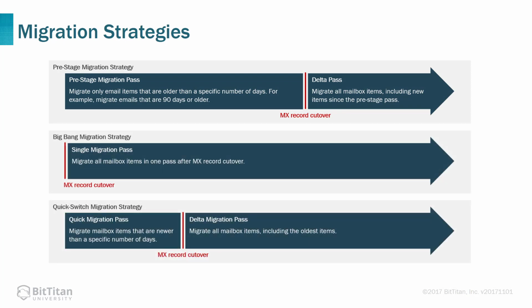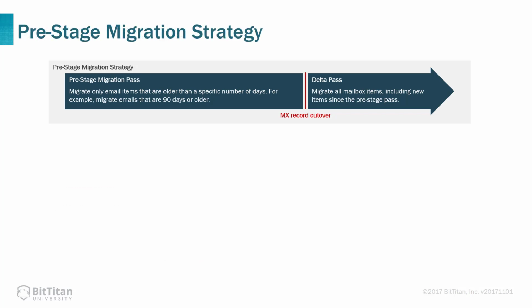We'll address these one at a time and discuss the benefits of each. Let's start with the pre-stage migration strategy. This is the recommended strategy for most migration projects because the bulk of the migration happens in the background while users are still working in the source email system. Then, when users are onboarded to the destination email system, most of their mailbox data is already available to them.